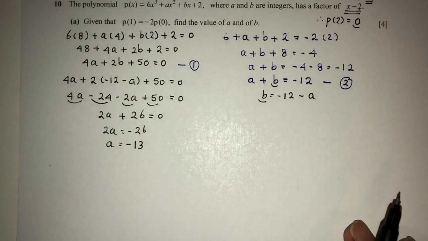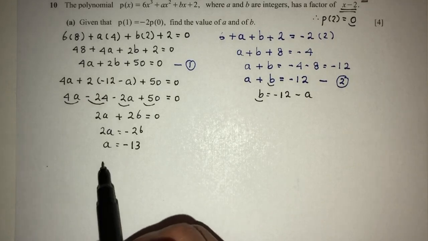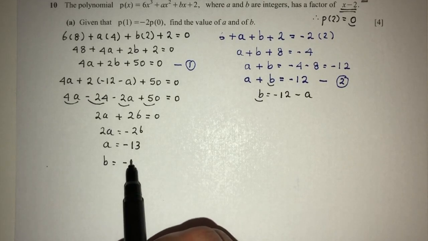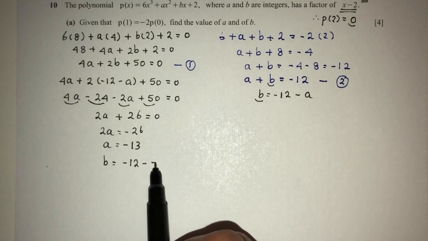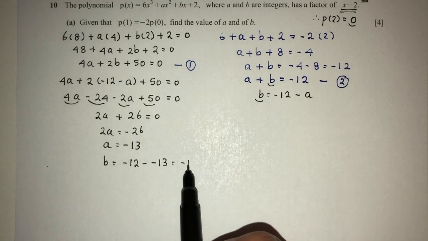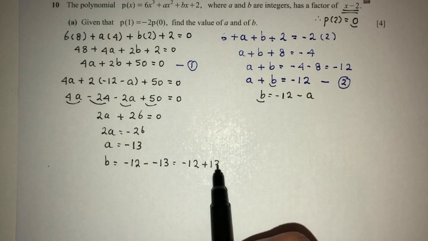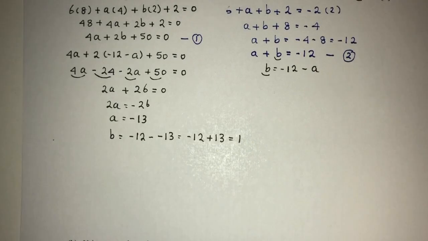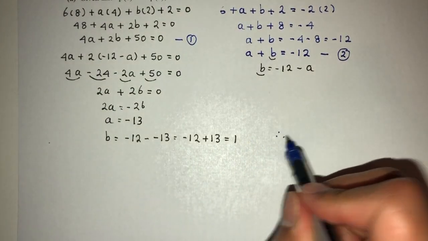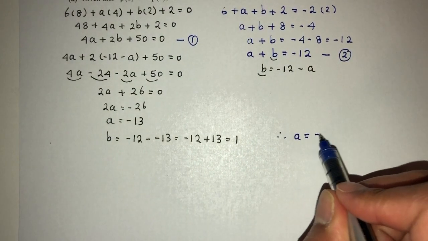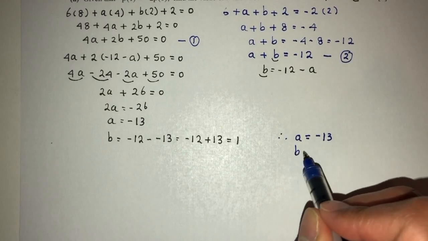That is my first value that we have found. Now for b, that will be minus 12 minus a, that will be minus 12 plus 13, which has to be 1. So we have found that the value of a is minus 13 and the value of b will be 1.